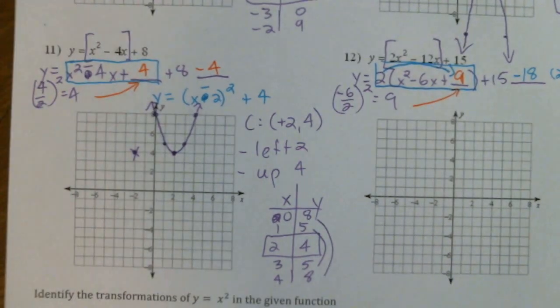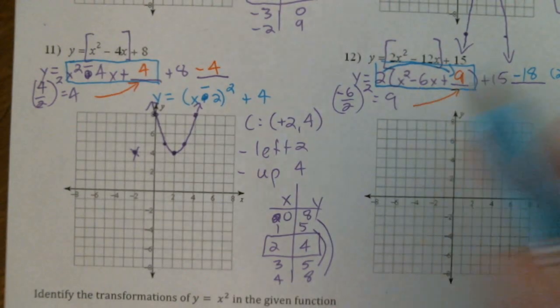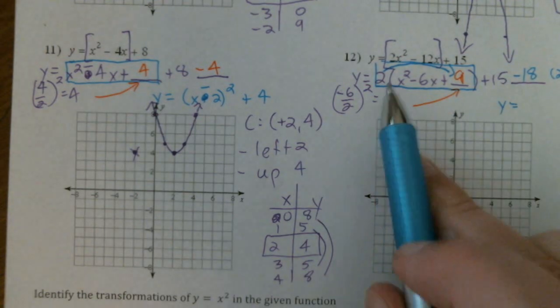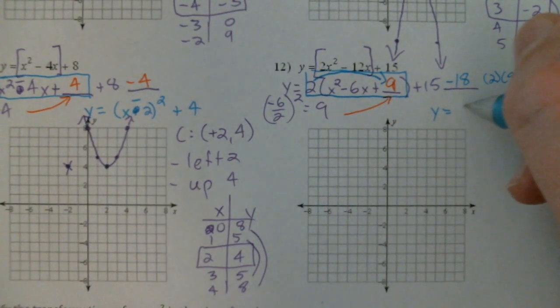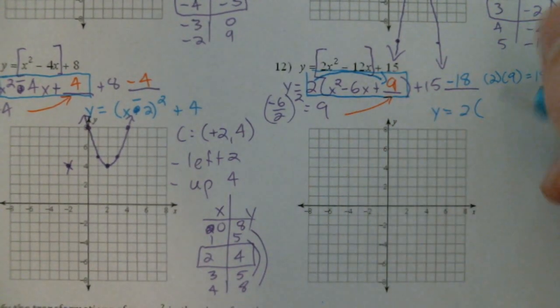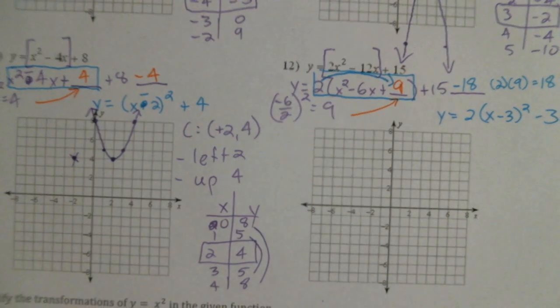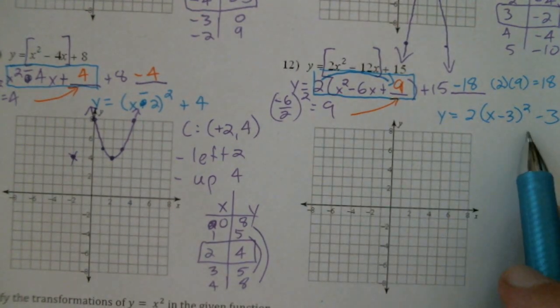How does that guy factor? Factors is half of the middle term. So I'll get y equals, you keep this 2 out front, that doesn't go away. 2 times half of negative 6 is negative 3, so that's x minus 3 quantity squared. 15 minus 8 minus 3. Okay, so now I have my vertex form.